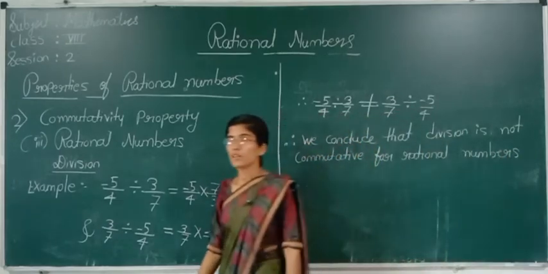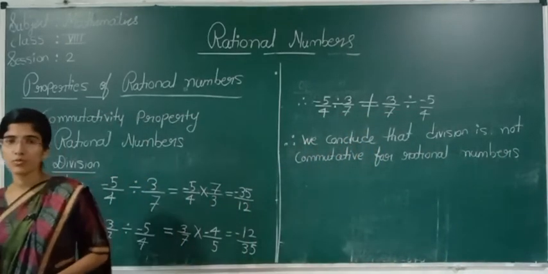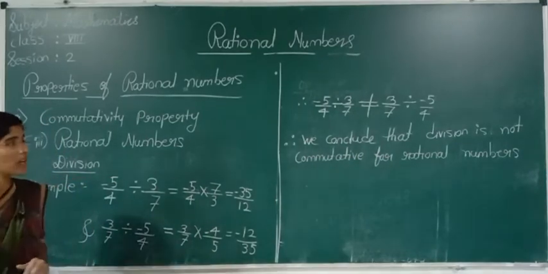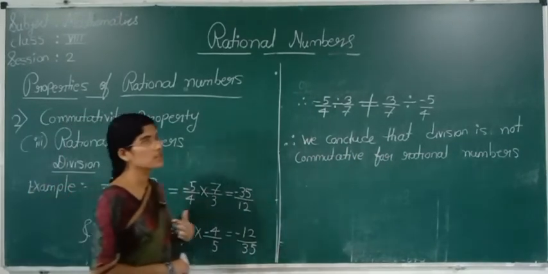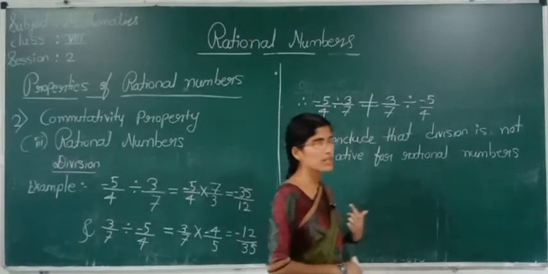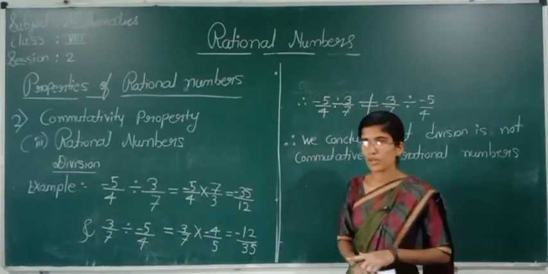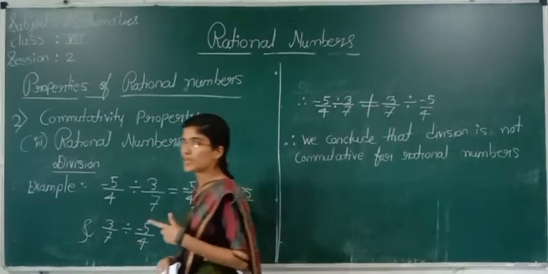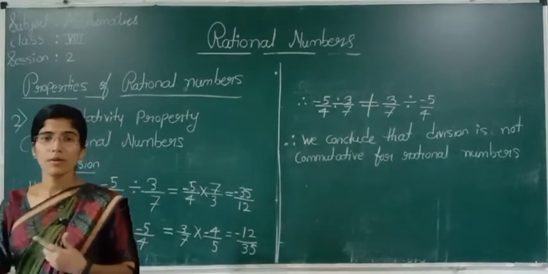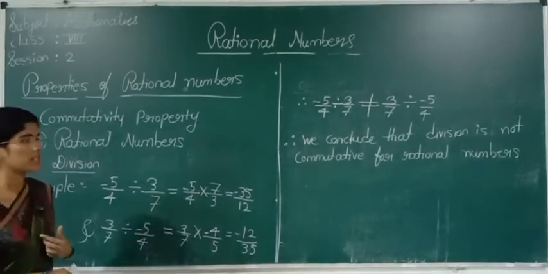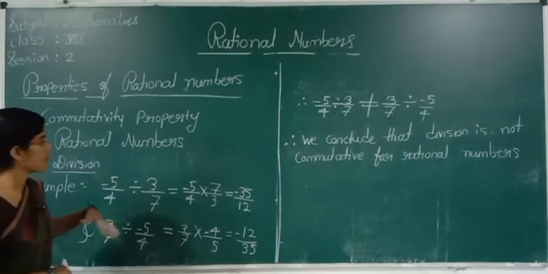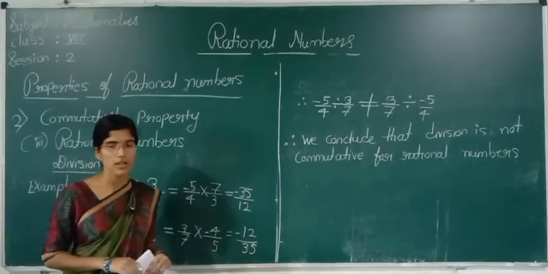Okay. Now we saw the commutative property for rational numbers. We come to know that addition is commutative for rational numbers, and multiplication is commutative for rational numbers, but not subtraction and division. Based on this we will solve one problem.